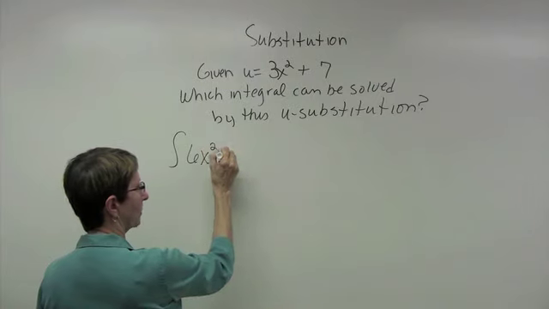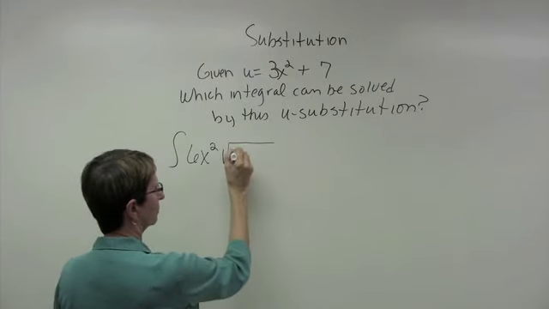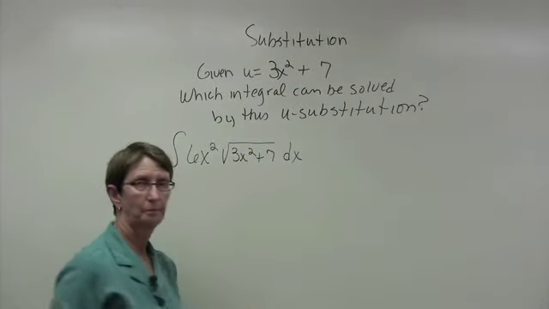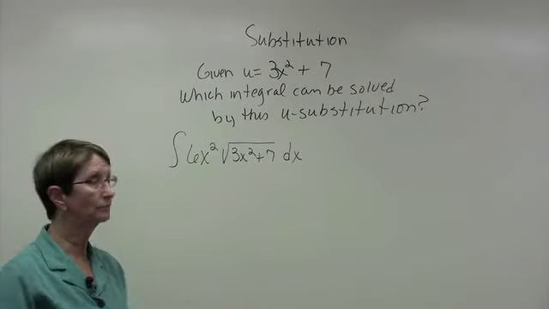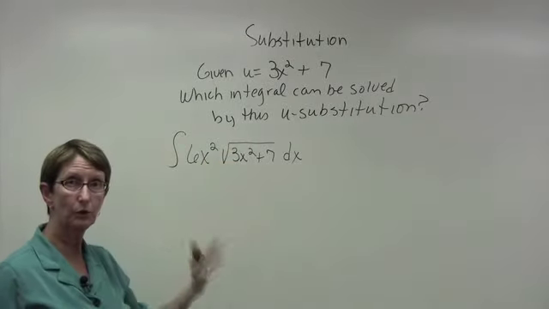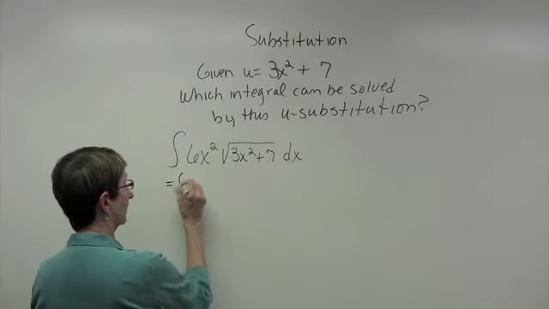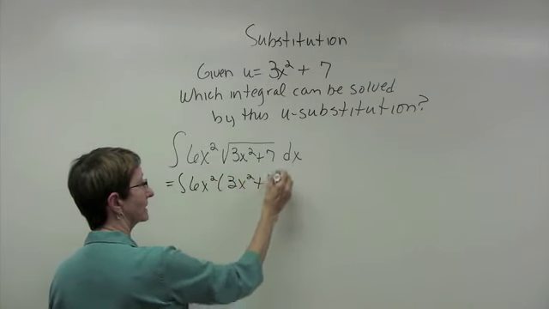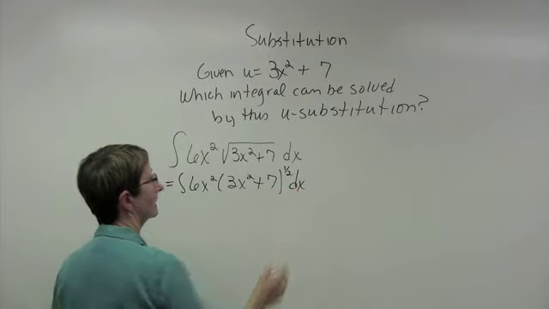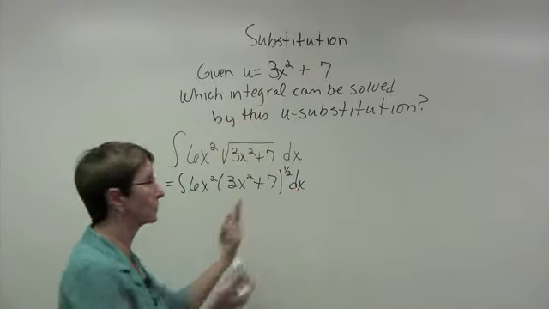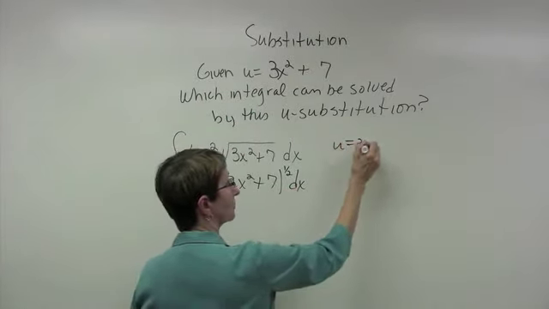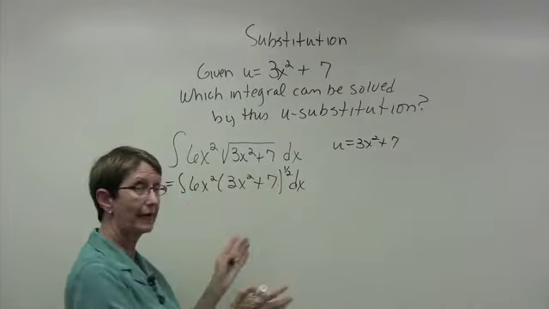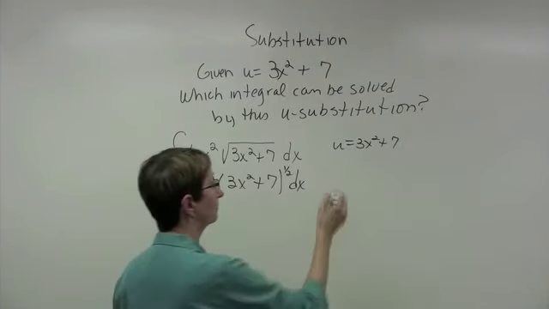The integral of 6x squared times the square root of 3x squared plus 7 dx. Okay, here's a radical. I know that I can rewrite that to a power. The integral of 6x squared times (3x squared plus 7) to the 1/2 dx. And I was told my u is 3x squared plus 7, so I'll use that, and it's right in here. So that part looks okay. I do have the u to a power.